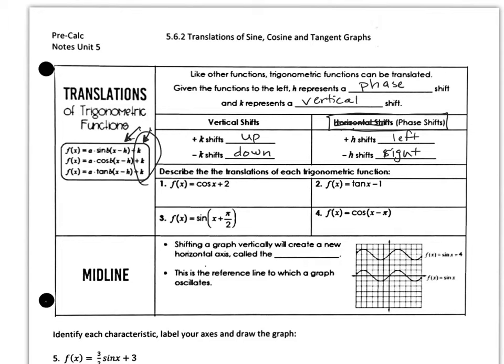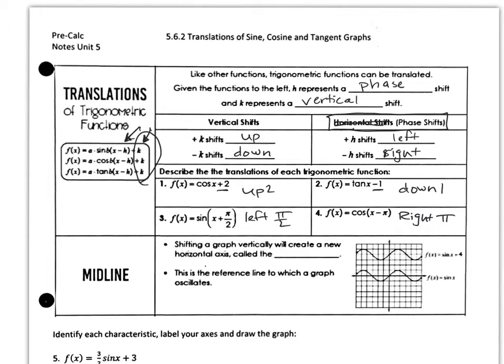So just to describe these transformations, little stick out number, that's up 2. Again here, it just sticks out so we know that that's down 1. Inside, plus is left, and so it's left pi over 2. Inside is opposite, so a minus is a right pi.